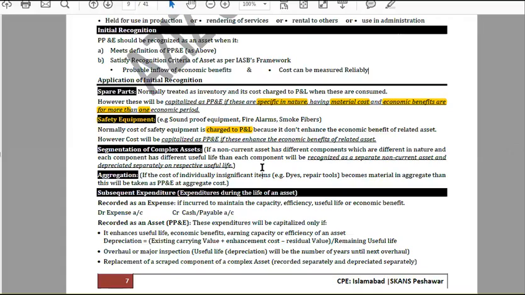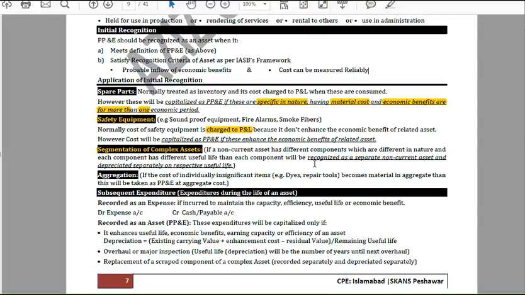Next one. Segmentation of complex asset. Segmentation means dividing into parts. Segmentation means separation.